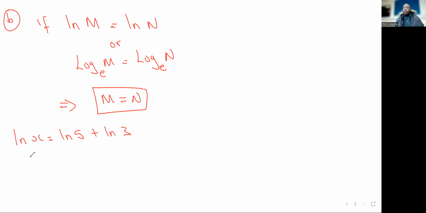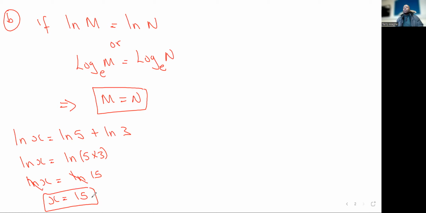So the first thing you have to do here is to have one ln on both sides. So you have to combine this ln. We have to apply the product law or division law, depending on the question. Like in this case, it's going to be product law. So it's going to be ln 5 times 3. Then you have ln x is going to give you ln 15. Then you can now cancel that out, and x is going to be equal to 15. All right? The same thing I said.